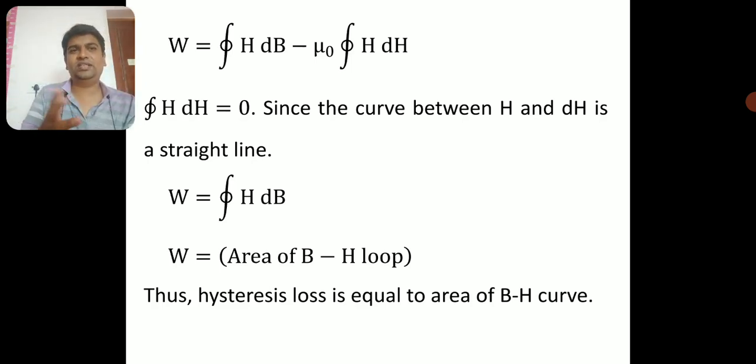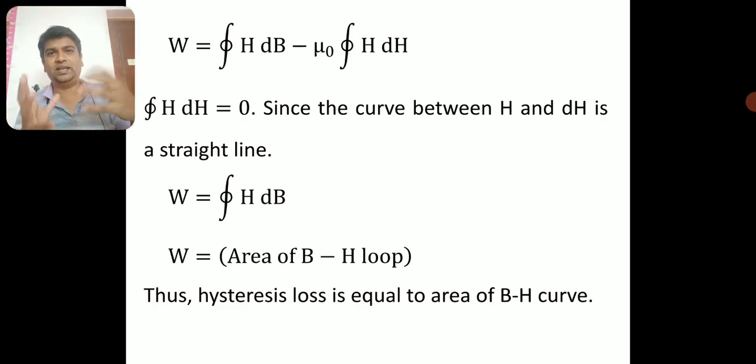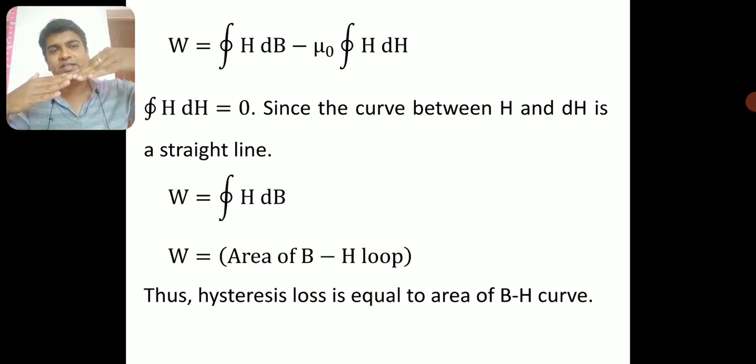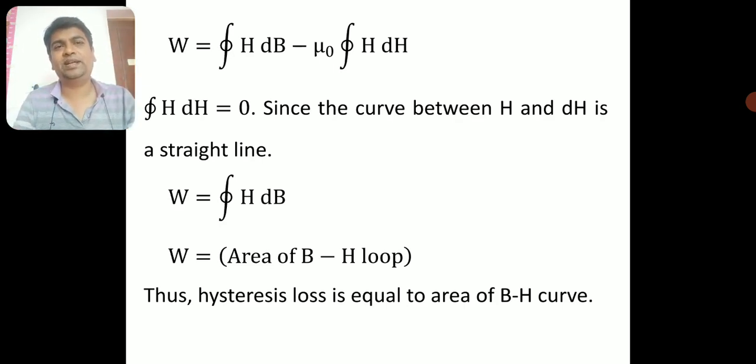Now what is the line integral of H dH? H and dH are in the same direction. They are in a straight line. There is no loop at all. If there is a loop, the area of that loop will give the value. If there is no loop, it is a straight line, not a curve, because H dH is a straight line. So you cannot expect any loop, and the line integral of that will be 0. We are left with H dB on the right hand side. So work done is equal to the line integral of H dB, which is the area of the BH loop. So work done or hysteresis loss is equal to the area of that BH loop.